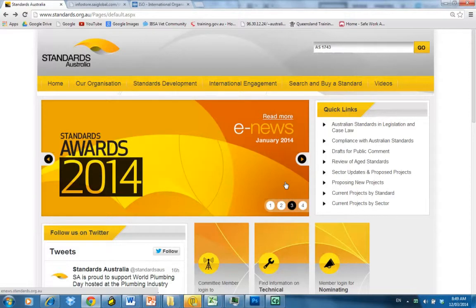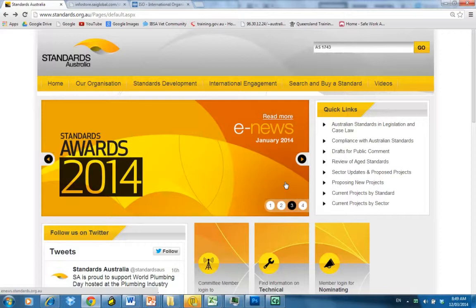So to access publications of Australian standards, you can go to www.standards.org.au. So that's org, O-R-G. So this is the Standards Australia homepage.